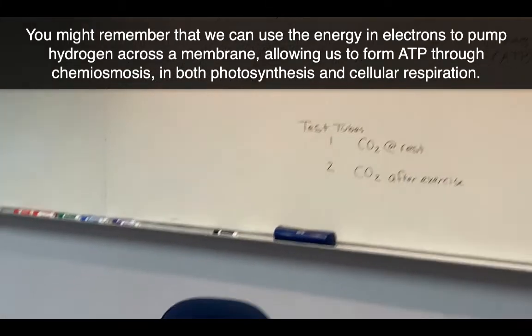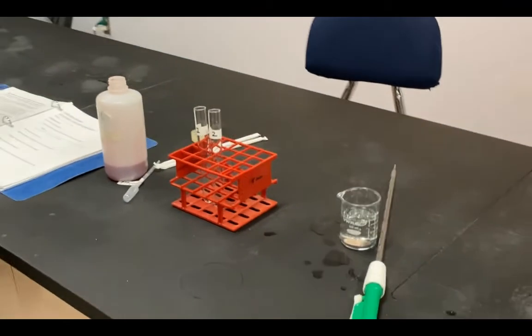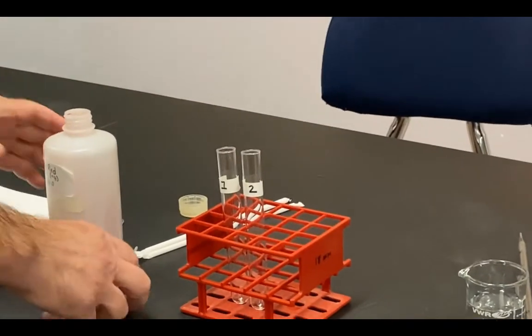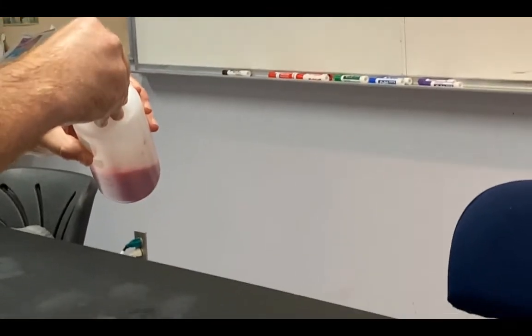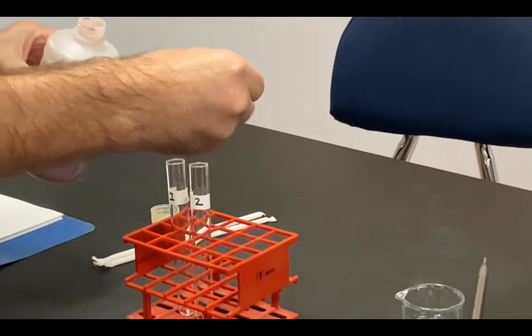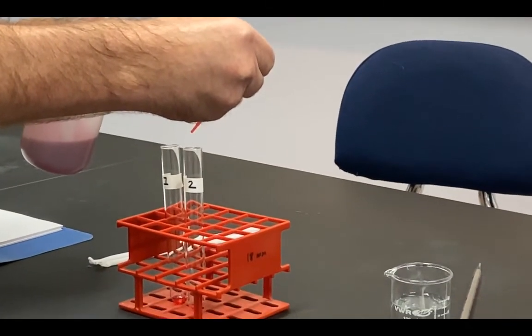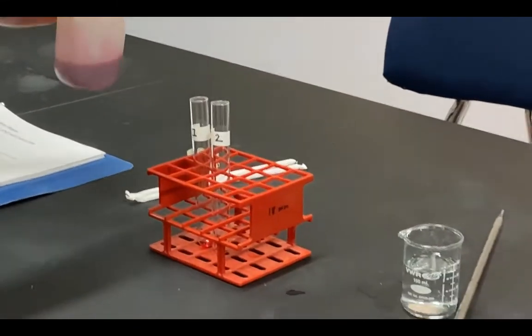So let's go ahead and set this up. According to our lab manual, we need 2 test tubes. We'll label them 1 and 2, and we're going to place 3 drops of phenol red into each tube. So I'm going to go ahead and do that part right now. I will get some phenol red, and I will just go 1, 2, 3 drops in tube 1, 1, 2, 3 drops in test tube number 2.